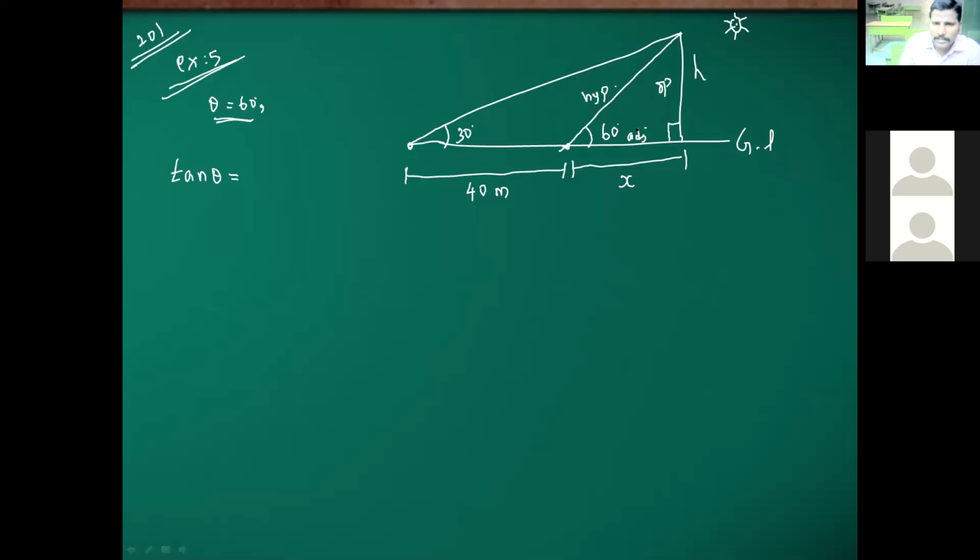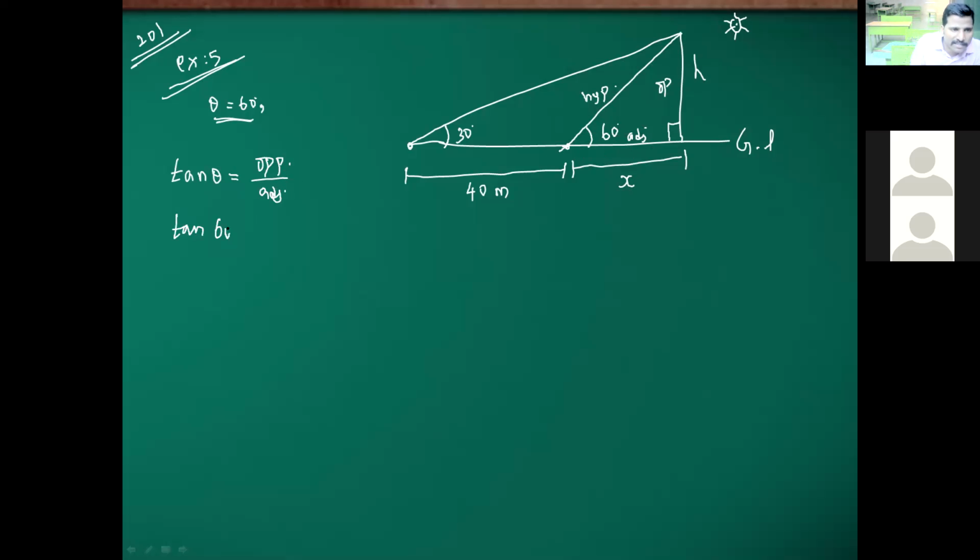Okay. So adjacent x, opposite h. These two only we have. About hypotenuse I don't know, so you just leave it. I am taking tan theta, and you compare, you will get it. So opposite divided by adjacent. Okay. Now tan, what is the theta we have for the small triangle?